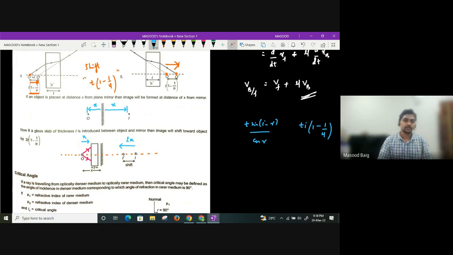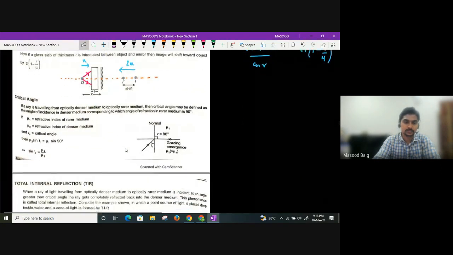Divergent type of rays incident on slab, object will move towards the slab. Convergent type of rays incident on slab, object will move away from the slab. In both the cases, shift will be given as t into (1 minus 1 by mu). If glass slab is introduced between the object and the plane mirror, object will move towards the slab, towards the plane mirror. Image will also move towards the slab, towards the plane mirror, but shift in the image will be 2 times the shift in the object. Is that clear? Yes or no?